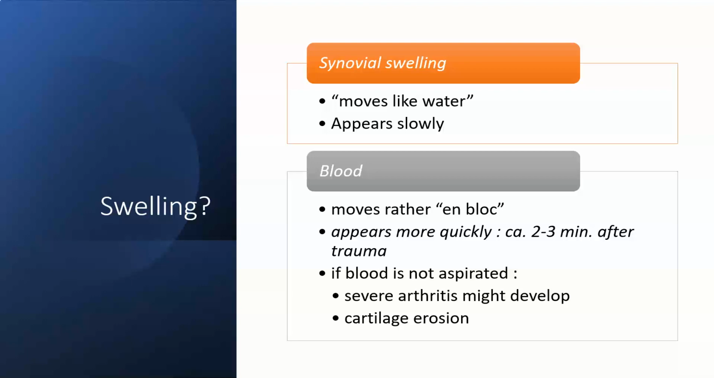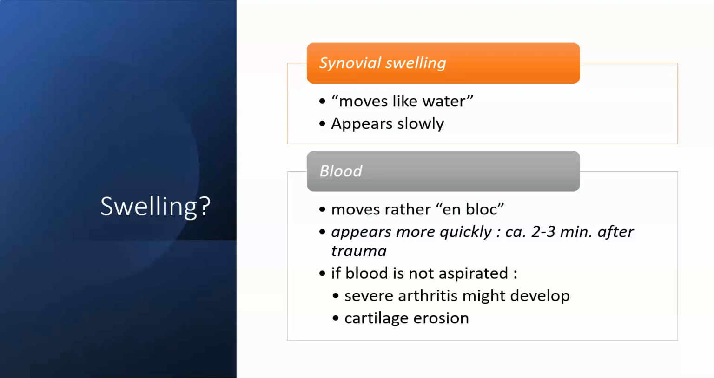If we talk about blood, then the swelling appears much more quickly. A few minutes after the trauma, the knee is swollen. And of course, that could be a risk, because if blood is not aspirated, we could develop a severe arthritis and also erosion of the cartilage.